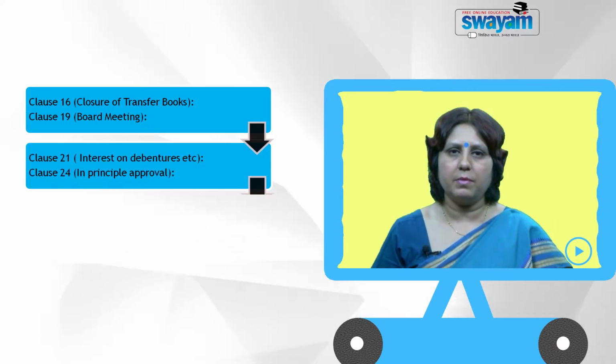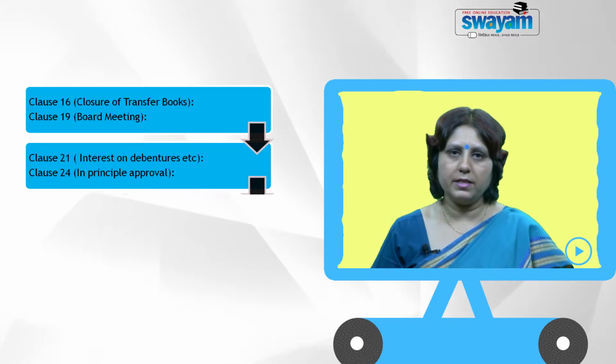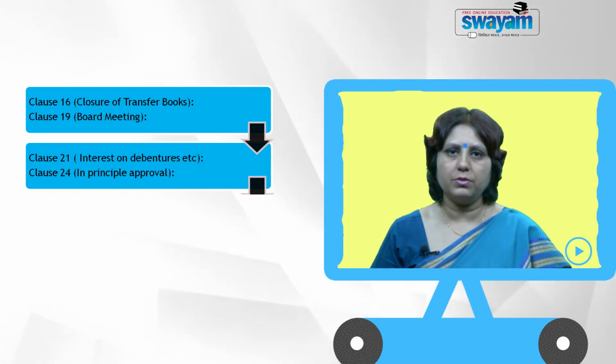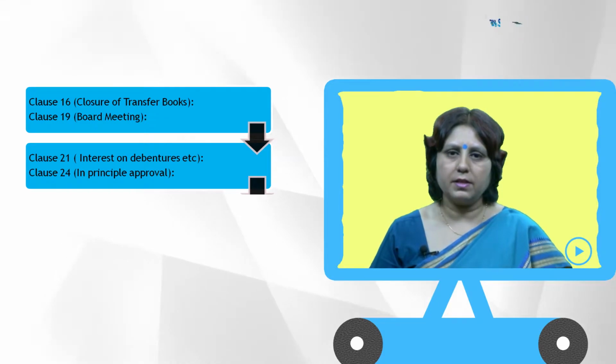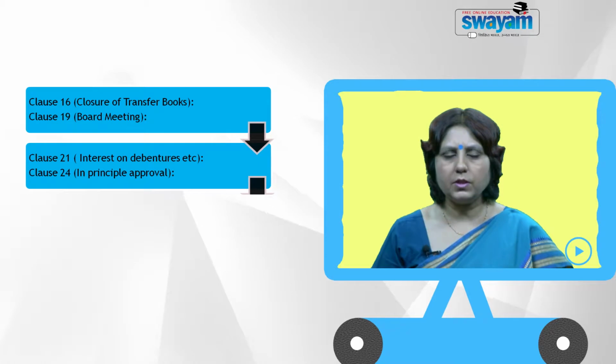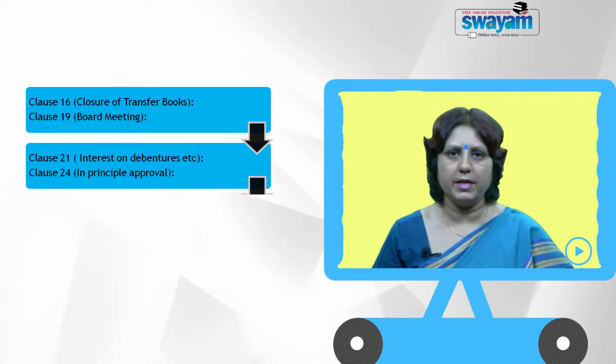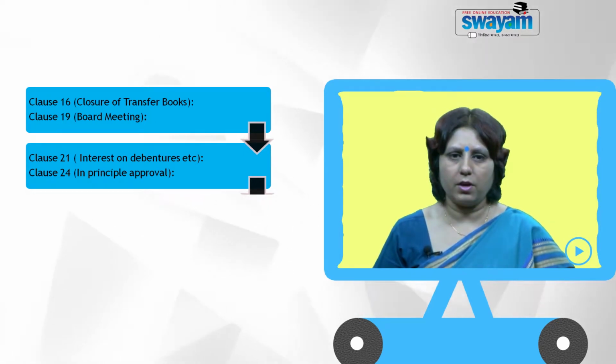Clause 21 is about interest on debentures and redemption of securities. Over here at least 21 days notice has to be given to the stock exchange when the company is giving interest on the debentures or on any sort of bonds, or it is redeeming its debentures or any securities or shares of the company. So, 21 days notice has to be given to the stock exchange.